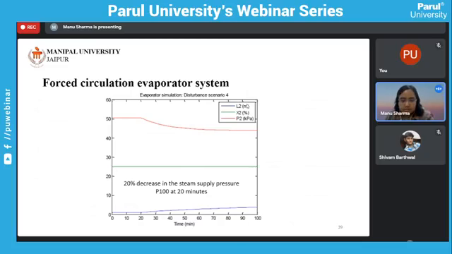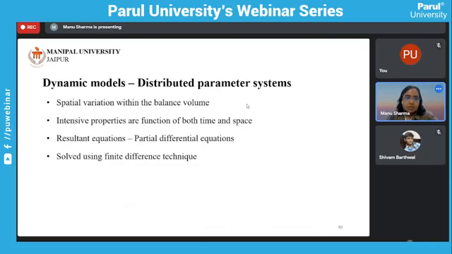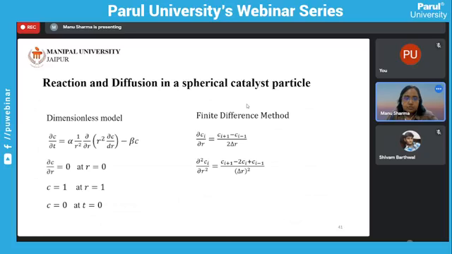Other things I also wanted to discuss, but I think the time is not allowing me to discuss all those things. I'll quickly go with the dynamic models. Dynamic models are generally encountered in reactions where the concentration is changing with space and also changing with time. The common example here is reaction and diffusion in a spherical catalyst particle.